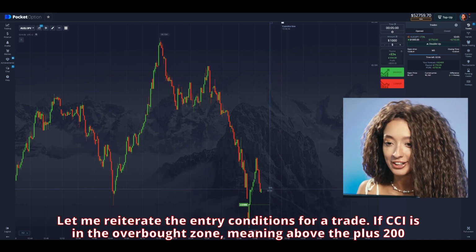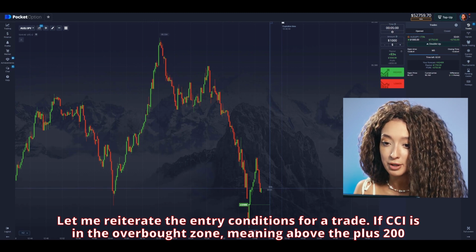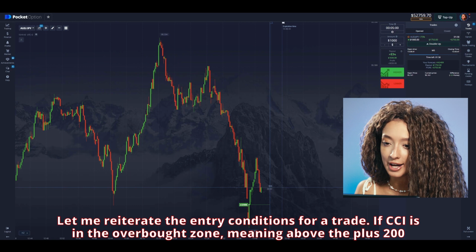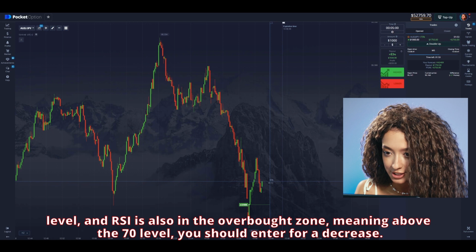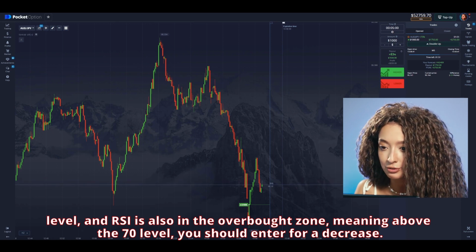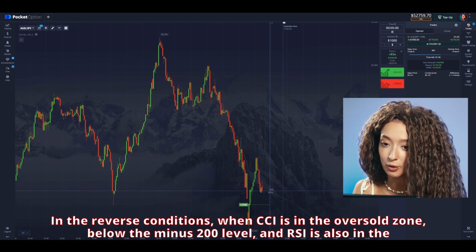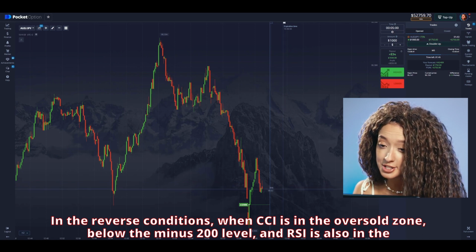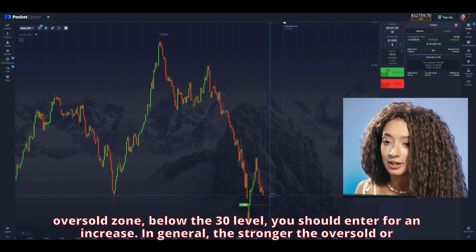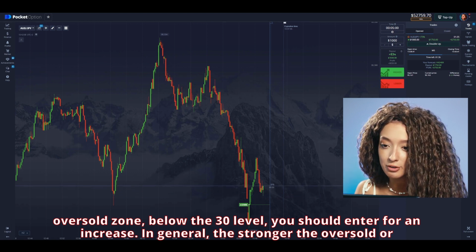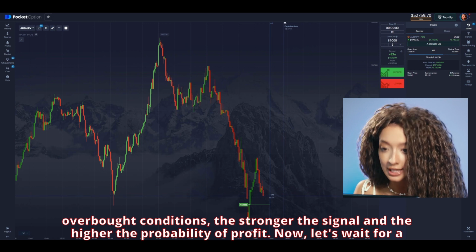Let me reiterate the entry conditions for the trade. If CCI is in the overbought zone, meaning above the 200 level, and the RSI is also in the overbought zone, meaning above the 70 level, you should enter for a decrease. In the reverse conditions, when CCI is in the oversold zone below the minus 200 level and RSI is also in the oversold zone below the 30 level, you should enter for an increase. In general, the stronger the oversold or overbought conditions, the stronger the signal and the higher the probability of profit.